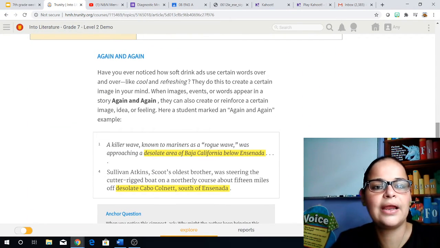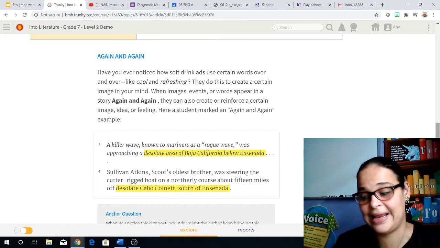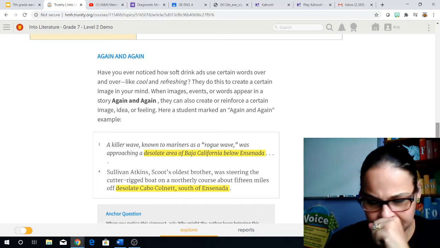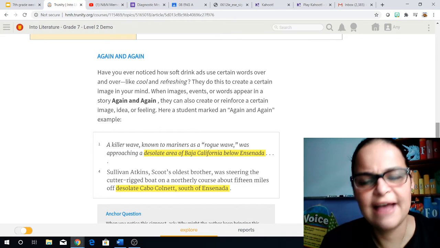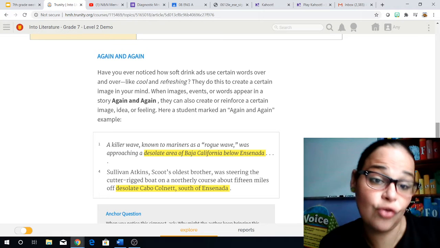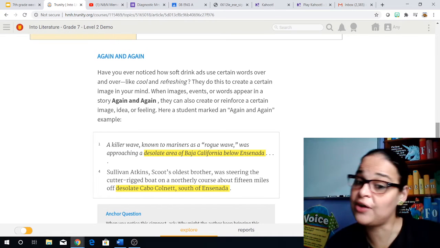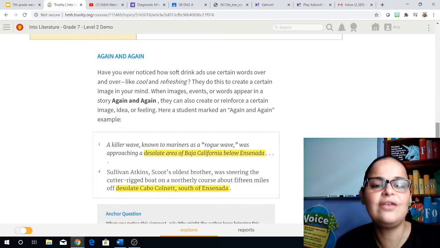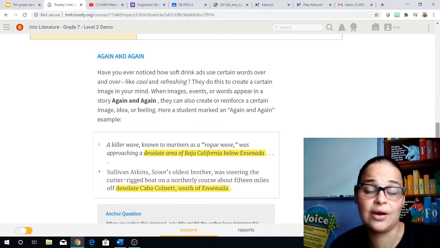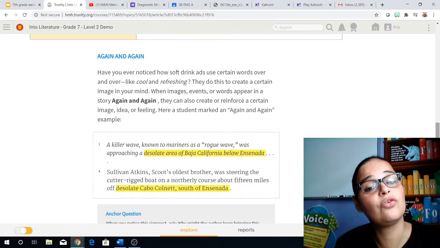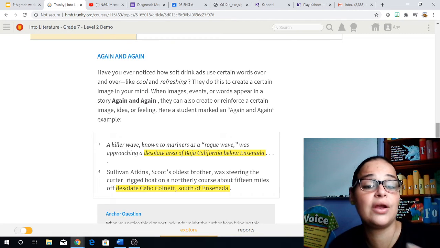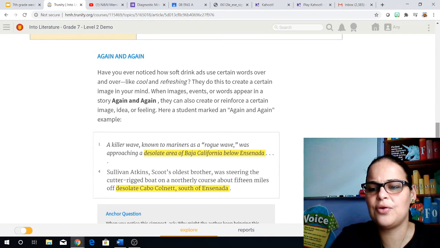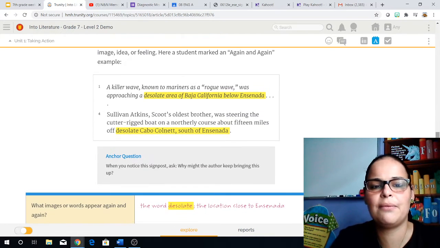Our next point is the again and again. Have you ever noticed certain words over and over, like cool and refreshing? They do this to create a certain image in your mind. When images, events, or words appear in a story again and again, they can also reinforce a certain image, idea, or feeling. So in this example, you can see that a student marked an again and again moment.